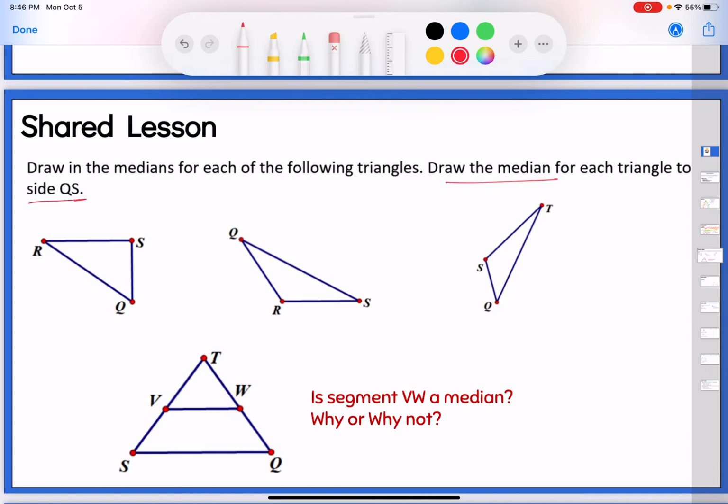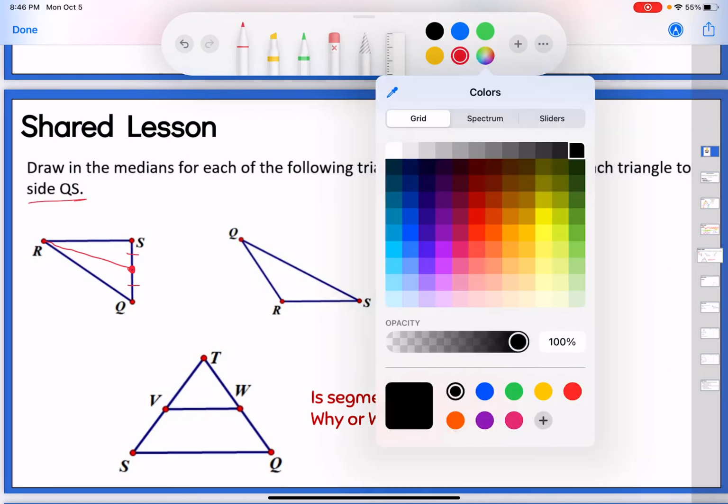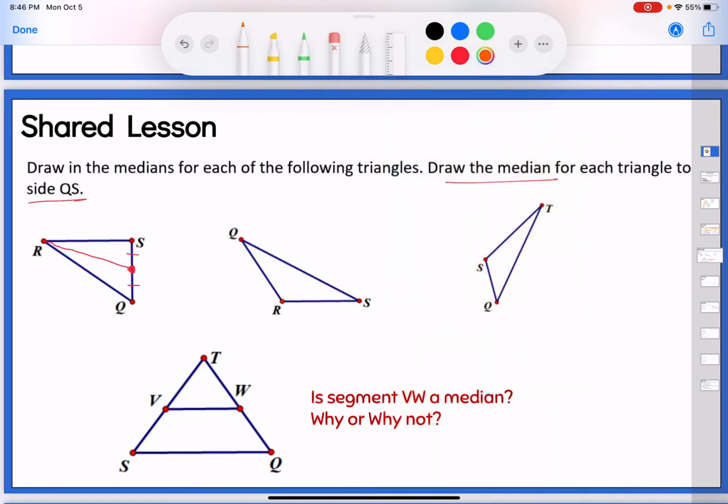All right, so if I look at my first triangle, I would have to be starting from R, going to the midpoint of QS, and I'm going to mark my picture to indicate that that is the midpoint. All right, the second one here, the middle guy, starting from R again to the midpoint of QS, indicating that that is the very center. And then the last one, starting from T, going to the midpoint of QS would be something like this. All right, so hopefully you drew the same types of segments. Again, you're going to the midpoint of that opposite side, from the vertex to the midpoint of the opposite side.